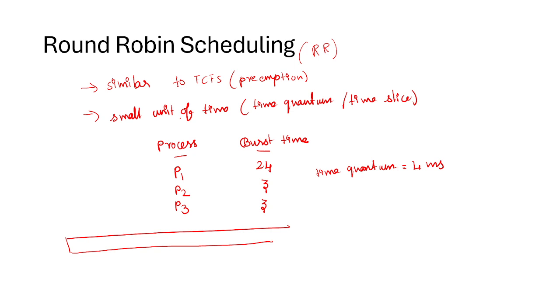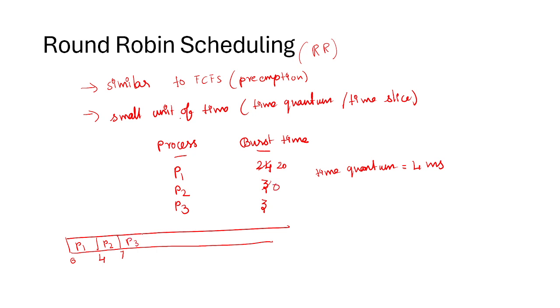Every 4 milliseconds the task is shifted. So from 0 to 4, P1 runs. As P1 arrives first, we allocate the CPU to P1 first. It executes up to 4, so the remaining time is 20. Now P2 is allocated. Even though the time quantum is 4 milliseconds, the execution time of P2 is 3 milliseconds, so it completes its execution at the 7th millisecond. Then the next process is allocated. Now P3 gets the CPU.